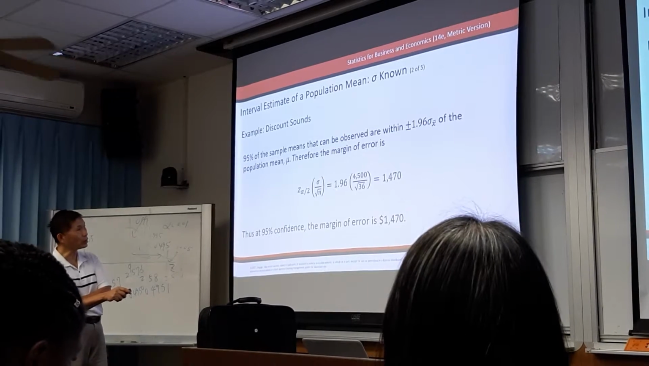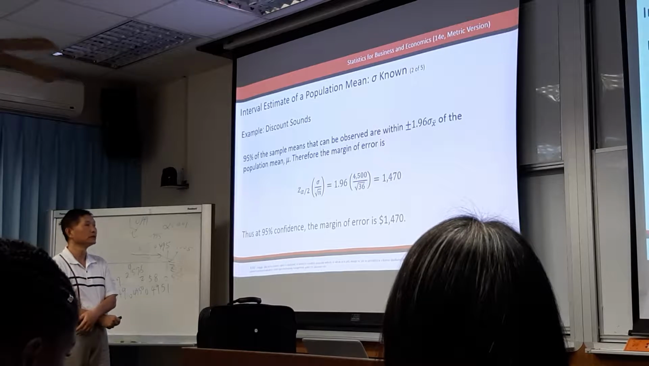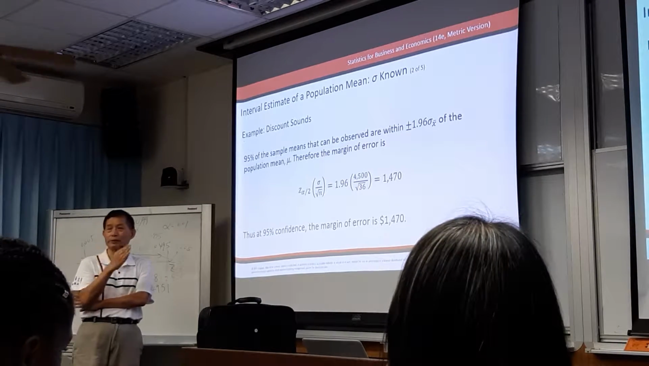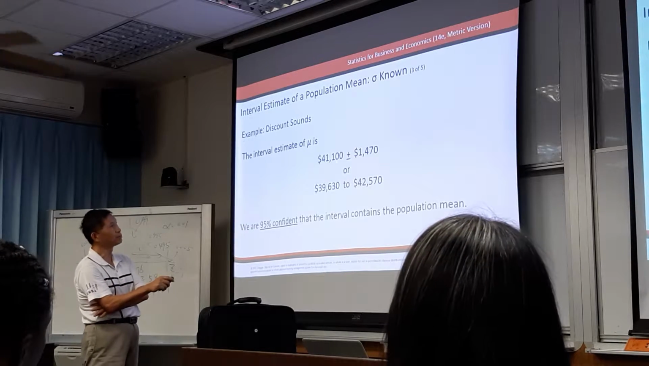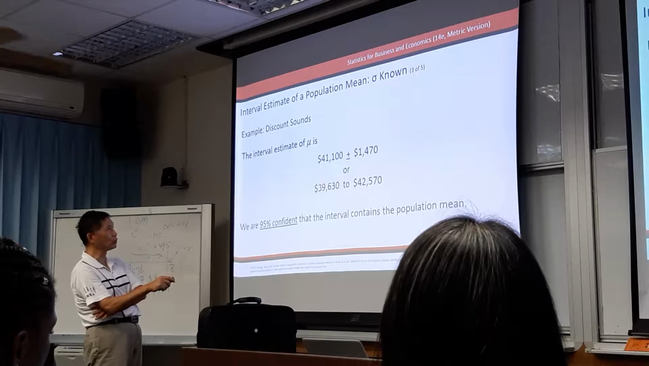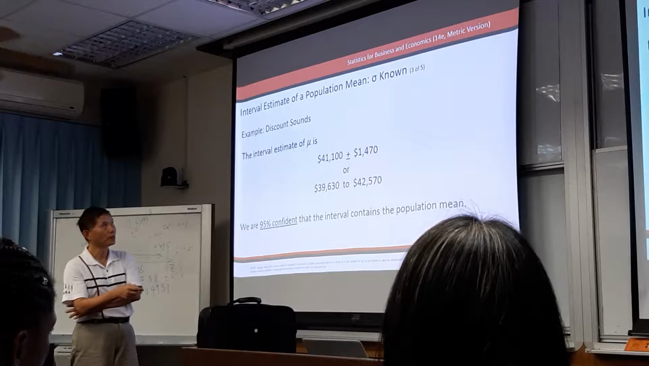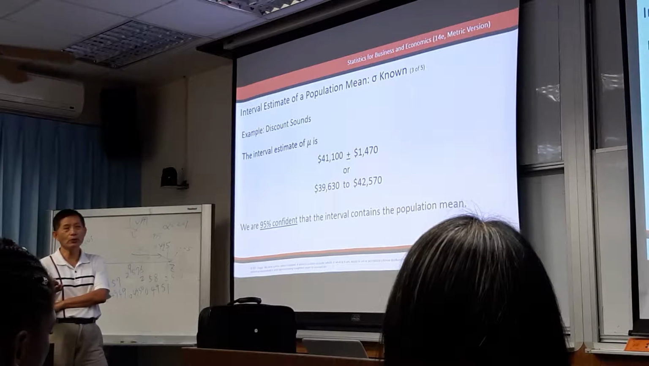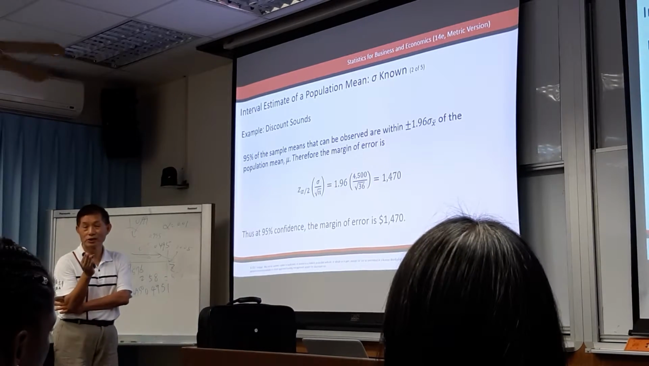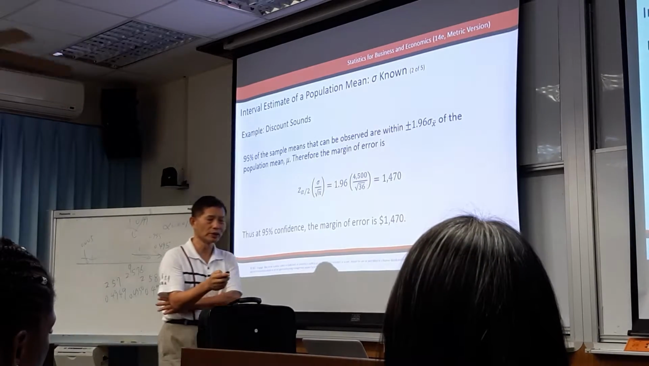The 1.96 standard deviations based on the confidence gives what we call the margin of error, plus minus. So the confidence interval will be between 39,000 and 42,000. The software cannot give you this z value; software always gives you the t value. So let me show you the example.